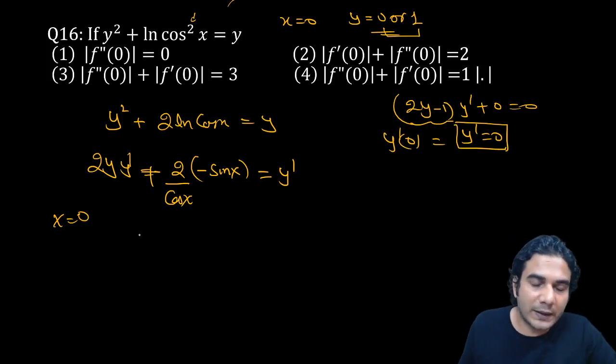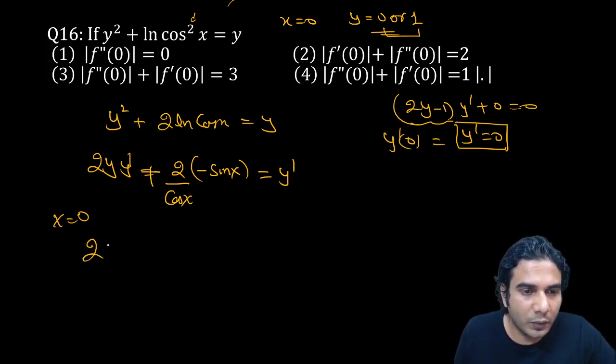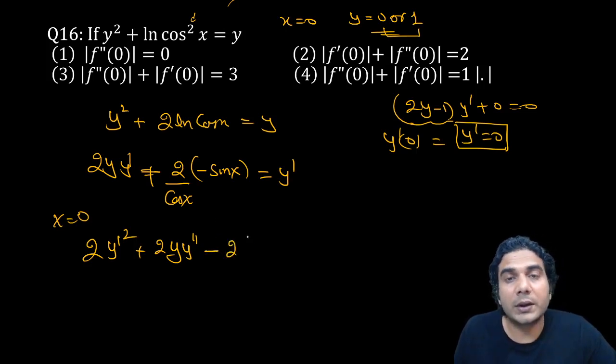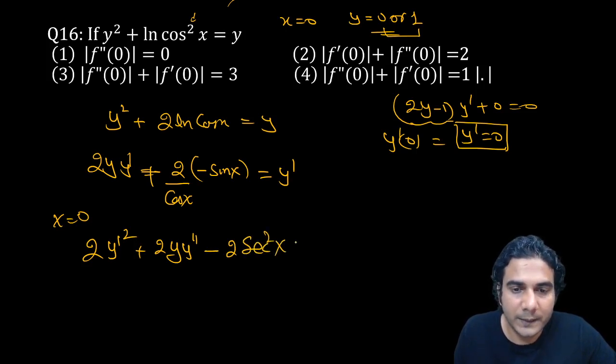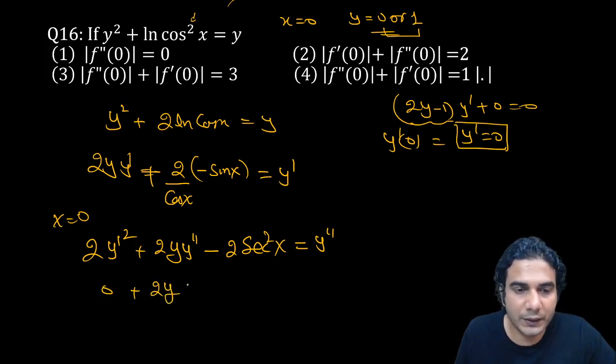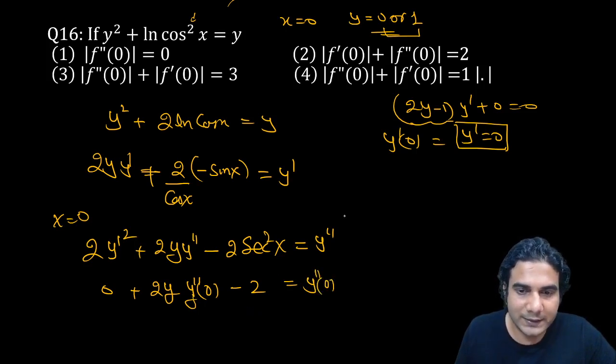Now we need y double dash also. So differentiate it further. After differentiating again, we'll get 2 y dash square plus 2y into y double dash, and this is minus 2 tan x, and the differentiation of tan x is sec square x, is equal to y double dash. Now again put x is equal to 0 in this. So y dash of 0 is 0, so this will become 0, plus this will be 2y into y double dash of 0, minus 2, is equal to y double dash of 0. So we need y double dash of 0. Let's simplify it.